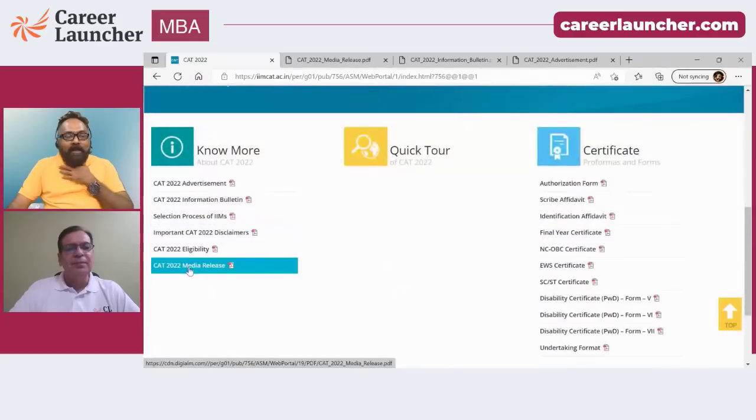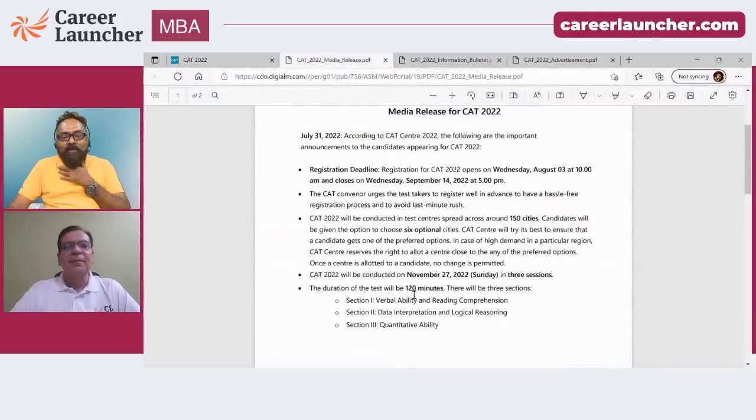GP, they have given the media release. I think in the media release, one thing is very clear: 120 minutes. There will be three sections, three sessions. So this is along the expected lines.